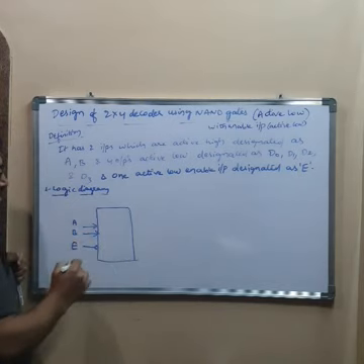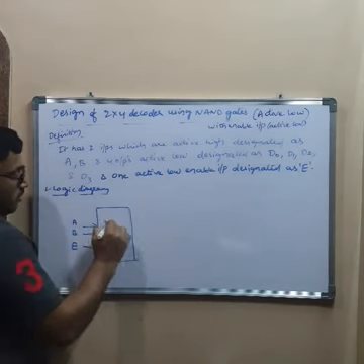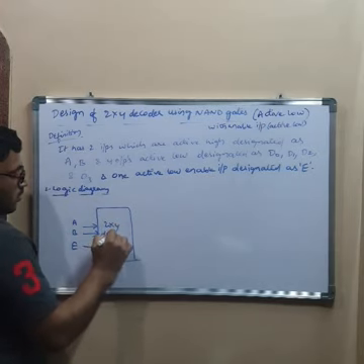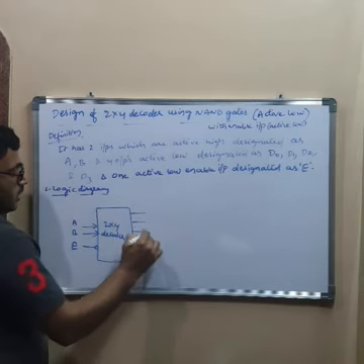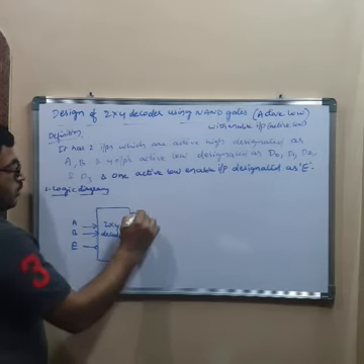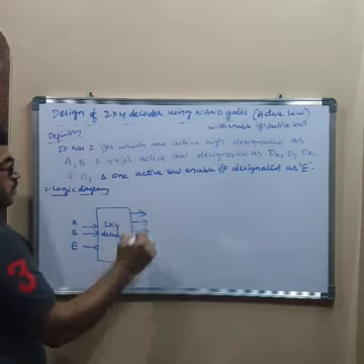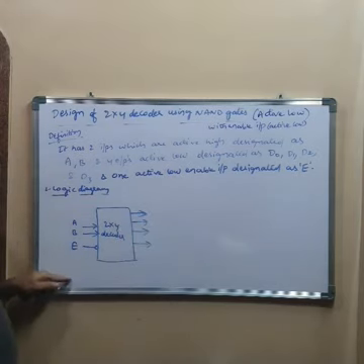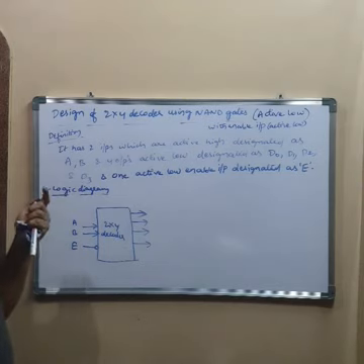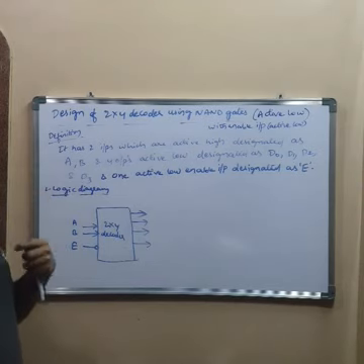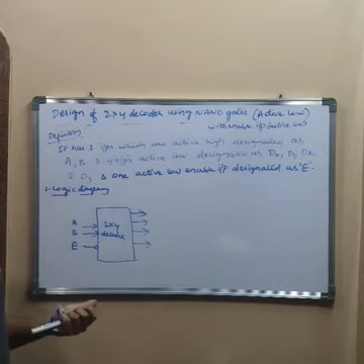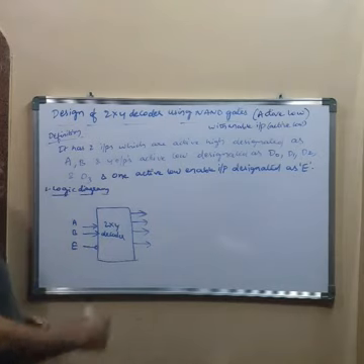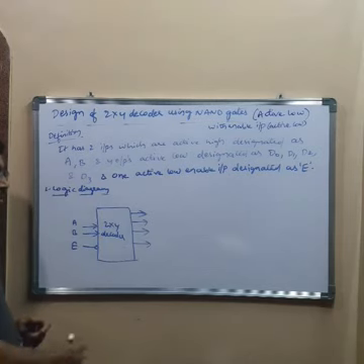A, B are the inputs. In your practice problem, I asked you to design an active high 2 into 4 decoder. Here it is active low, and in your practice problem you are designing active high. The meaning of this is the inputs are active high, the outputs are active high, right? And in that case there is no enable input. Here in this case I am taking enable input also.